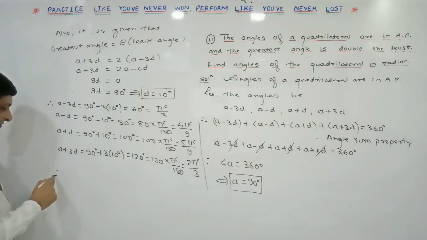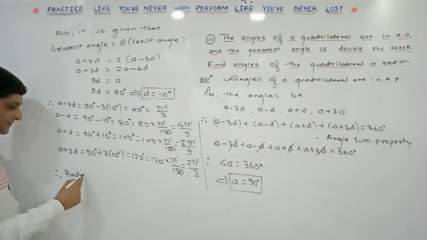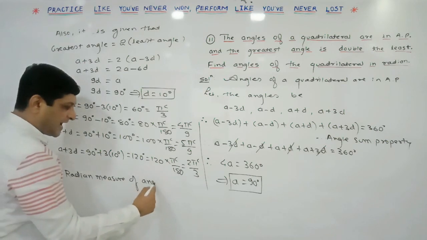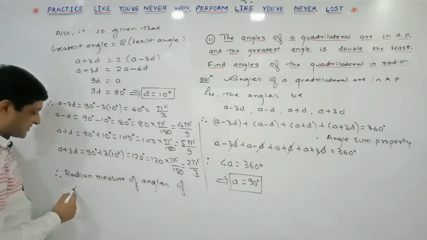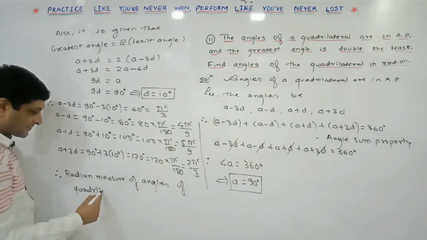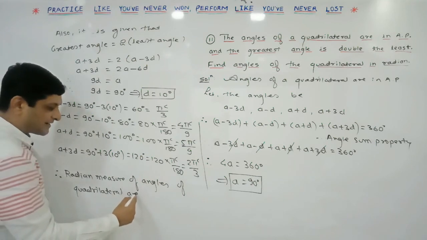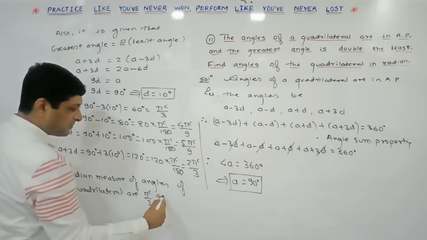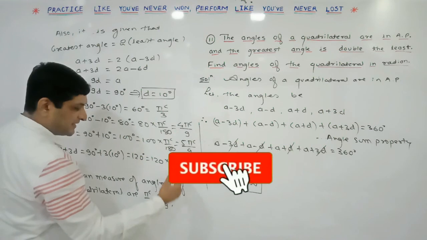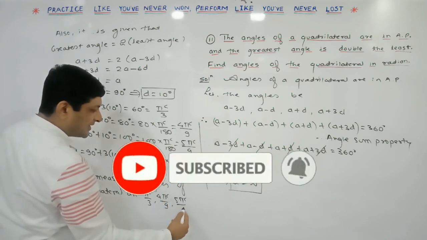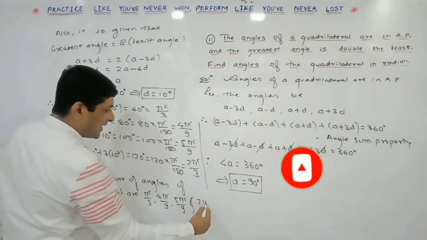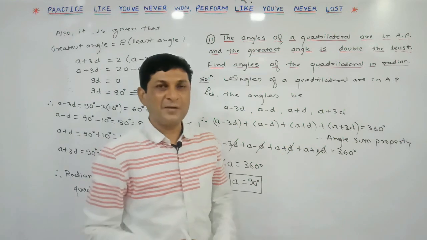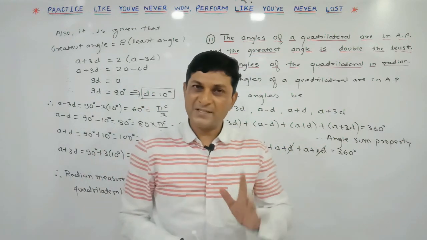So we can say that the radian measures of the angles of the quadrilateral are: what is the first angle? Pi radian upon 3. The second angle is 4 pi radian upon 9. The next angle is 5 pi radian upon 9, and the last angle is 2 pi radian upon 3. In this way we have completed each and every example from this chapter, including the miscellaneous exercise also.